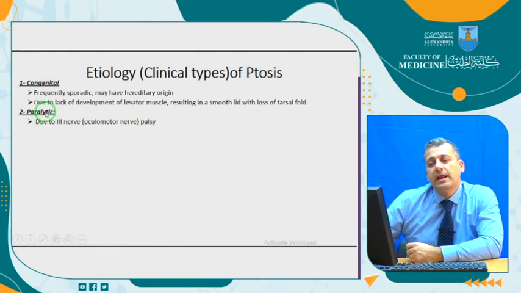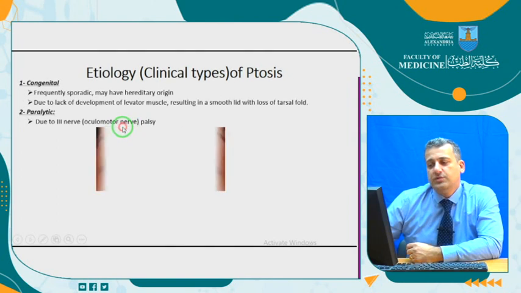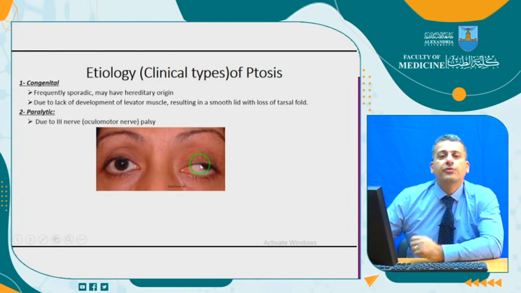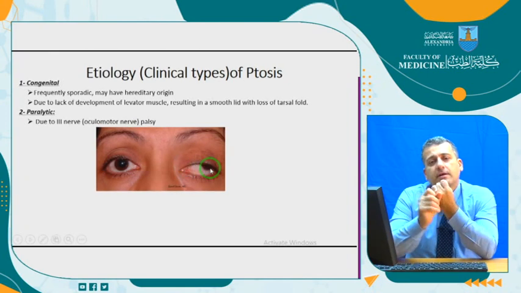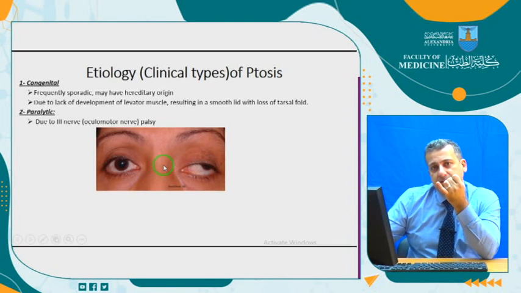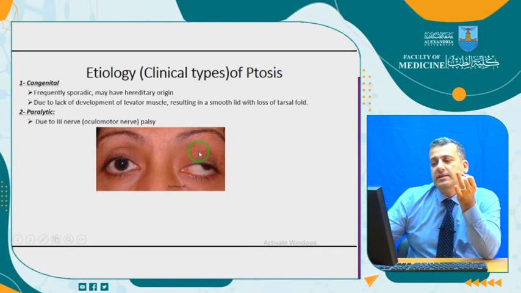The second type is paralytic ptosis due to the third cranial nerve, which is the oculomotor nerve. As you can see here, this eye is normal, but this eye has ptosis. The third cranial nerve supplies the medial rectus. So here there is paralysis of the medial rectus. That's why the eye is looking outward, because there is no muscle pulling the eye inward. It's paralyzed. And also the third nerve supplies the levator muscle, so this lid will be drooping.